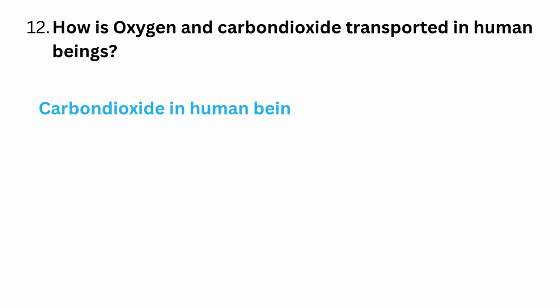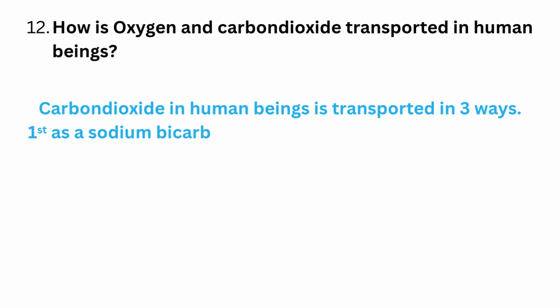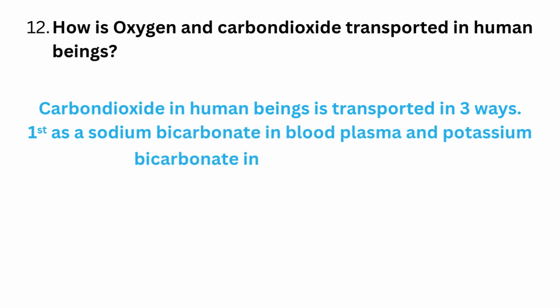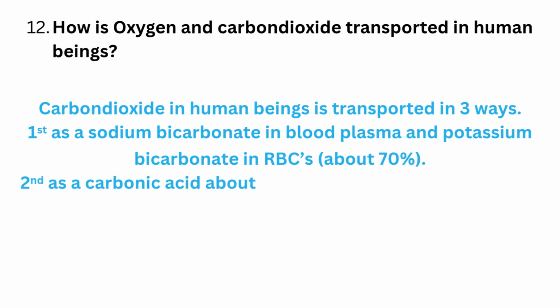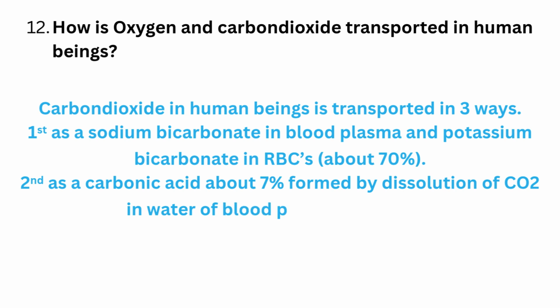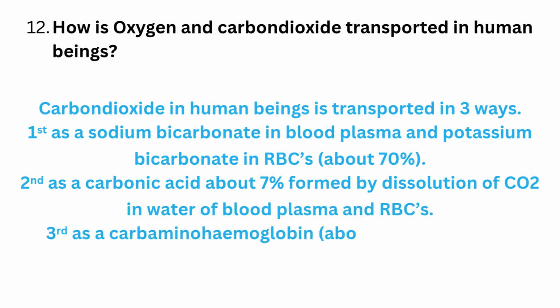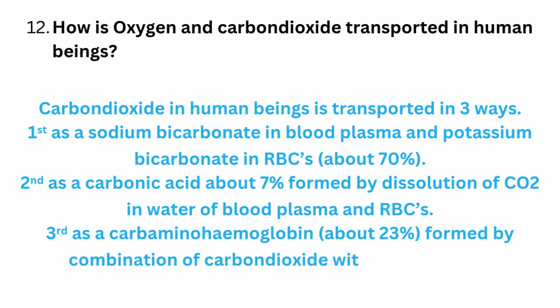Now, carbon dioxide in human beings is transported in 3 ways. First, as sodium bicarbonate in blood plasma and potassium bicarbonate in RBCs, about 70%. Second, as carbonic acid, about 7%, formed by dissolution of carbon dioxide in water of blood plasma and RBCs. Third, as carbaminohemoglobin, about 23%, formed by combination of carbon dioxide with hemoglobin.